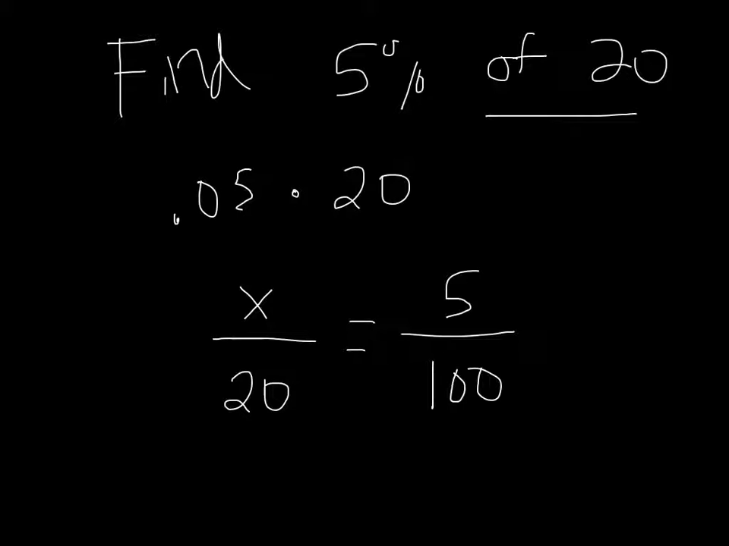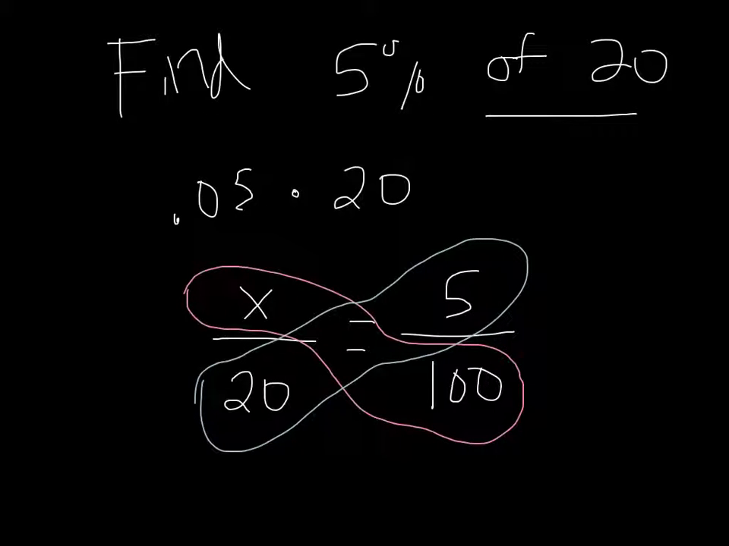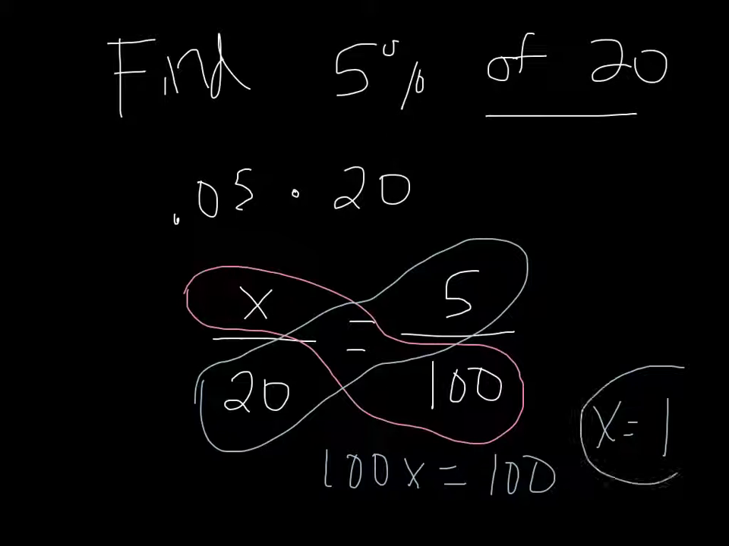Now, whenever you have two fractions that are equal, you can cross multiply these two numbers together and these two numbers together to set up an equation. I know we haven't really done equations yet, but you guys are all pretty smart. So x times 100 is 100x, and 20 times 5 is 100. So if 100x equals 100, x equals 1, and find 5% of 20, your answer would be 1.